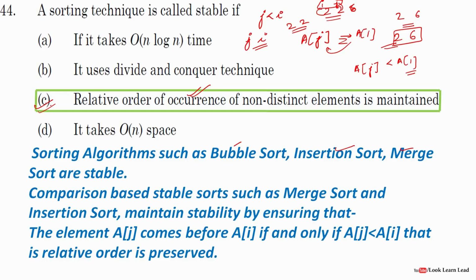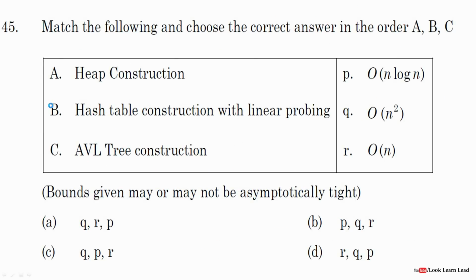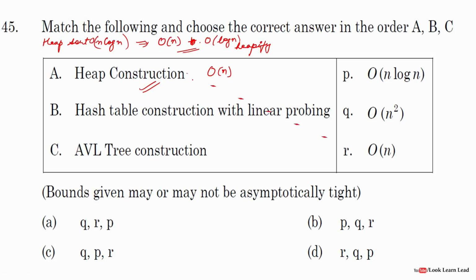Okay, so this is the answer C. Next, match the following and choose the correct answer in the table. We all know that heap construction is order of n, and for heap sort it is order of n log n, which is made up of order of n into order of log n. The order of n is heap construction and order of log n is heapify, maintaining the property of heap. So for heap construction it is order of n.